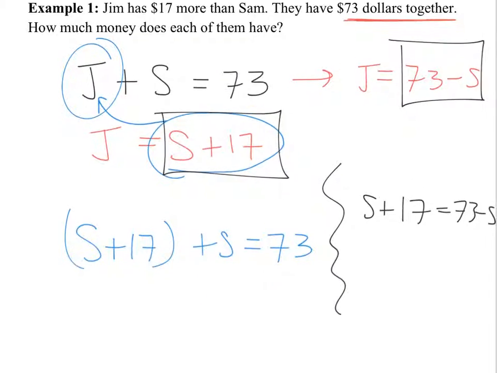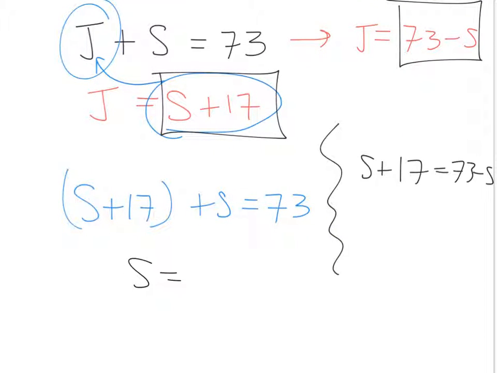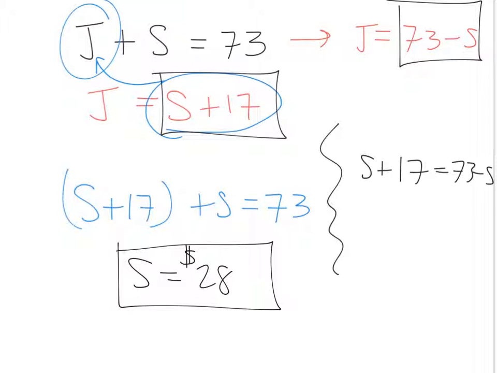What do we get for Sam's money? How much money does she have? $28. Okay, and if that's true, then how much does Jim have? If Sam has 28, what does Jim have? 45. Yes, and we know that because they add up to 73. And how much do they differ by? Oh, look at that. 17. They differ by 17. So you can always check your work if you go back to the word problem and look at the context of the word problem.